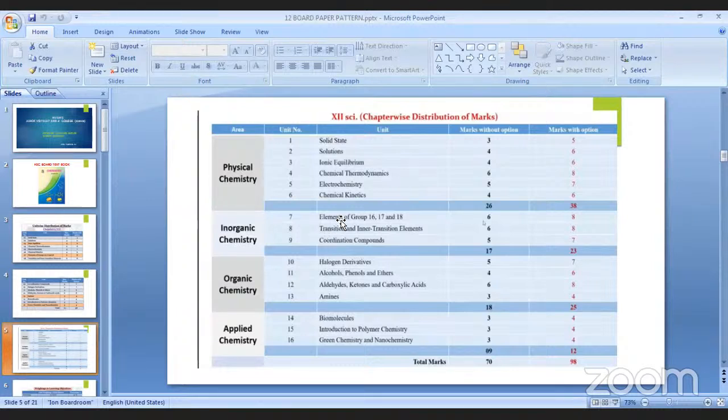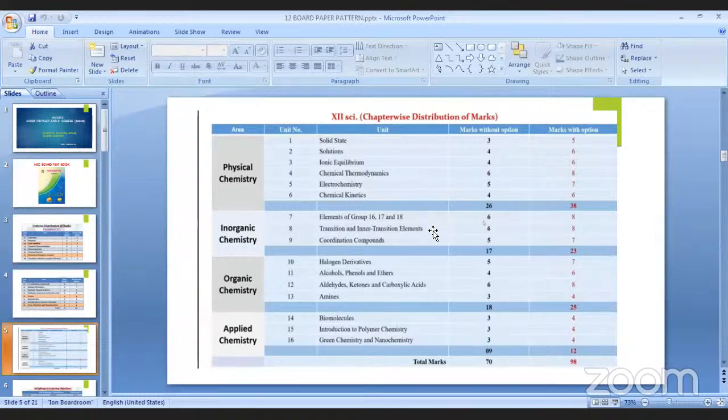Inorganic chemistry, if we go, has elements of group 16, 17, 18, transition and inner transition elements, and coordination compounds. These are again very important topics. If you have seen the last few years' board question papers, there are 6 marks questions with option, 8 marks. So these 3 chapters are very important. You can score up to 23 marks if you do them thoroughly.